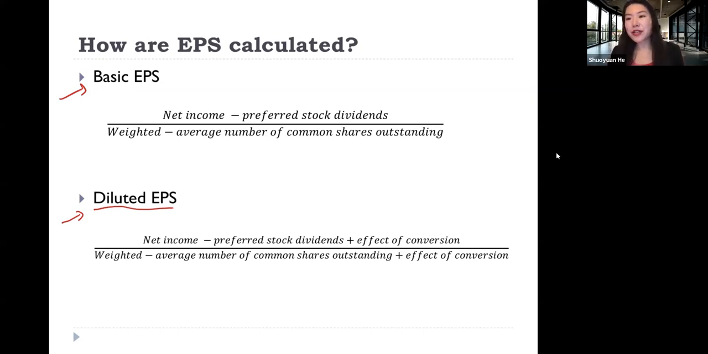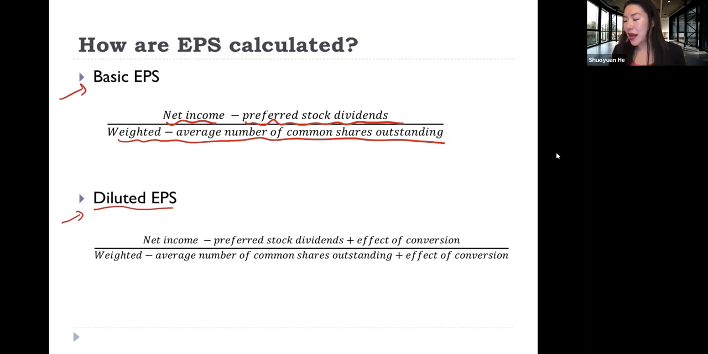That is earnings per share, right? So earnings, what earnings? That is the earnings that belong to the common shareholder. So we need to take net income and take out preferred stock dividend. And then per share, what share? So that is the weighted average number of common shares outstanding.